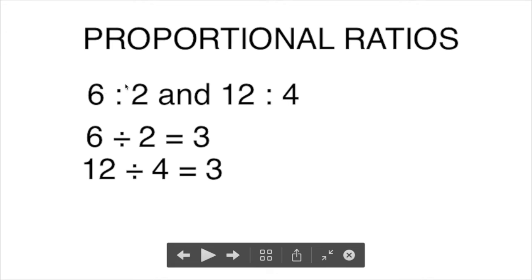And basically that means that although the numbers are different, the ratio of that first number to the second one is the same. The first number is always 3 times larger than the second number.